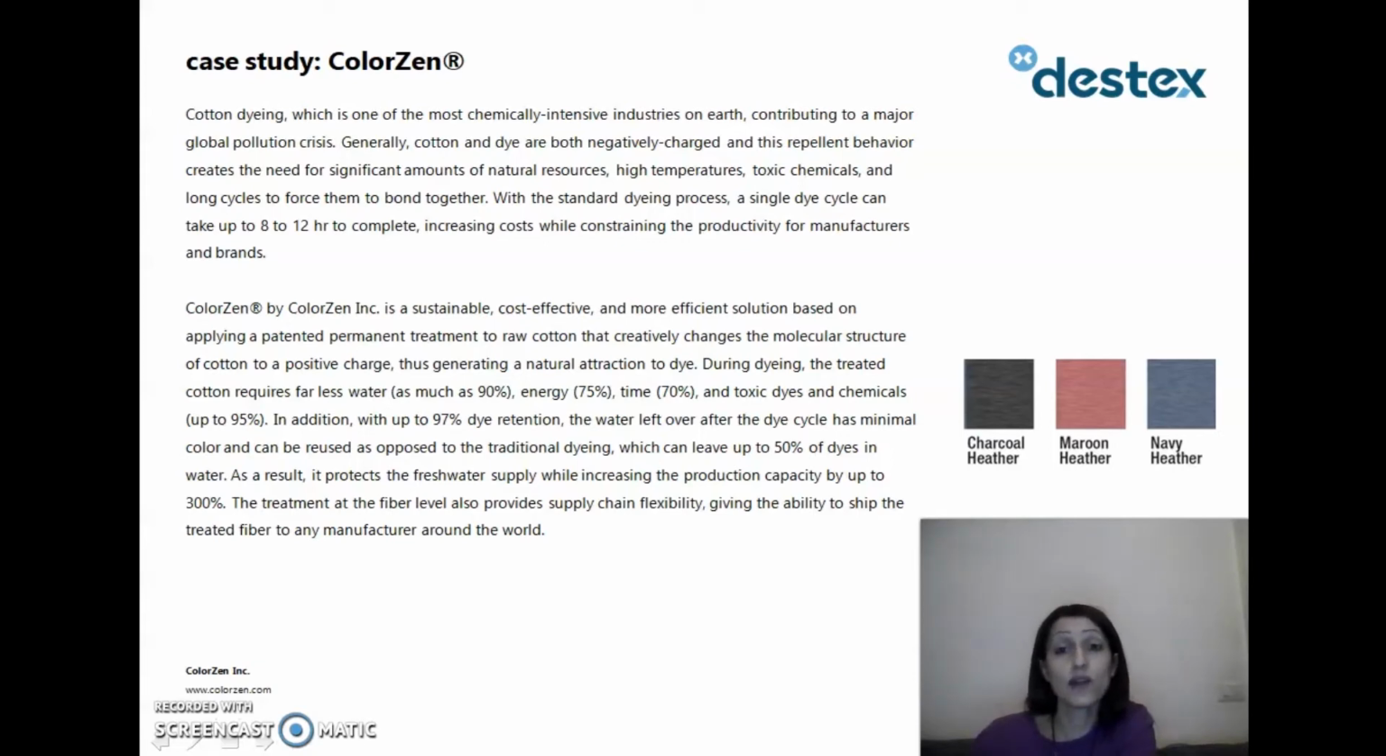This sustainable, cost-effective, and more efficient solution is based on the application of a patented permanent treatment to raw cotton that creatively changes the molecular structure of cotton to a positive charge, thus generating a natural attraction to dye. During dyeing, the treated cotton requires far less water, energy, time, and toxic dyes and chemicals.